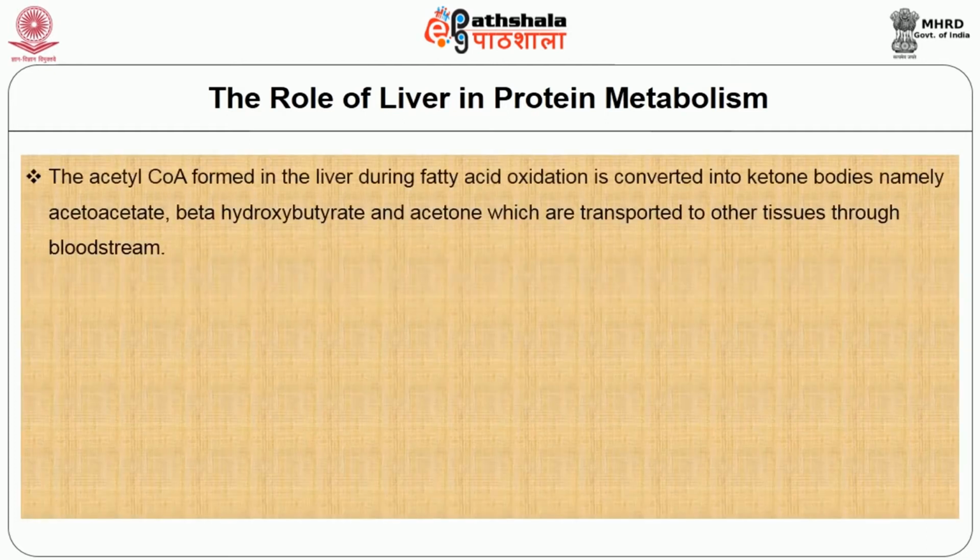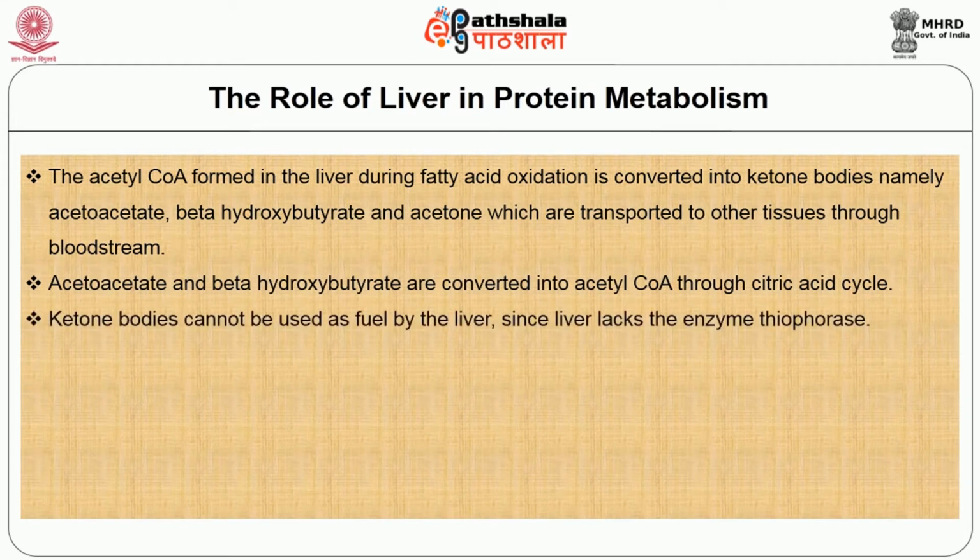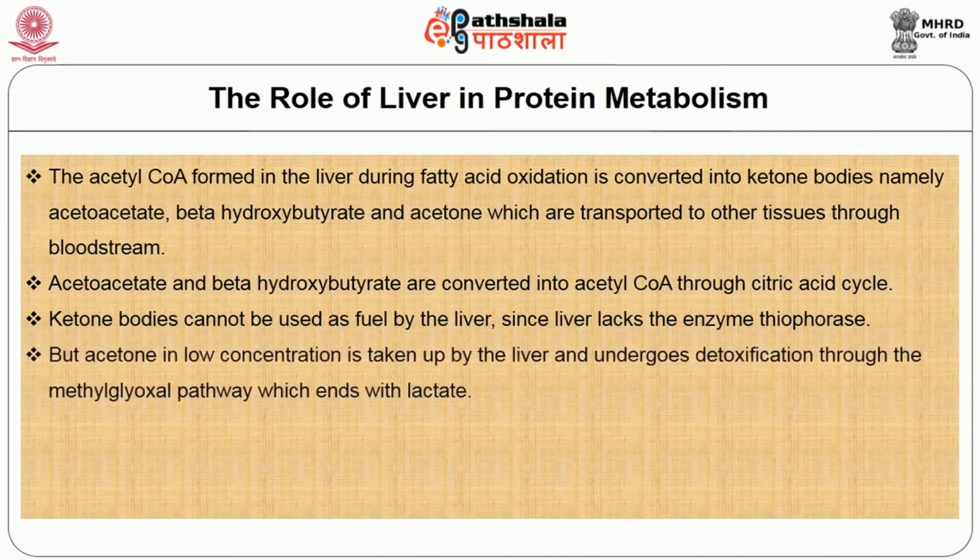The acetyl-CoA formed in the liver during fatty acid oxidation is converted into ketone bodies, namely acetoacetate, beta-hydroxybutyrate, and acetone, which are transported to other tissues through the bloodstream. Acetoacetate and beta-hydroxybutyrate are converted into acetyl-CoA for the citric acid cycle. Ketone bodies cannot be used as fuel by the liver since the liver lacks the enzyme thiophorase.